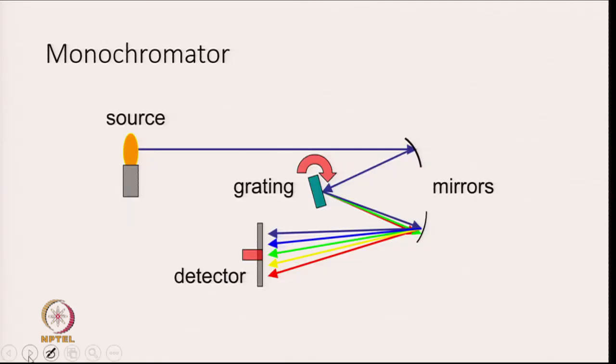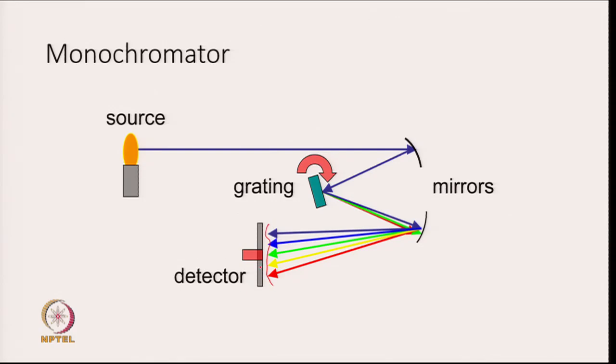So, what is being done is, first light from the source is reflected by a mirror, then it is split by a grating, and then again it falls on a mirror. What it does is it splits the light into different wavelengths of light. Okay. And now here is a detector.